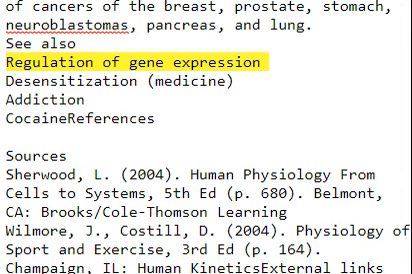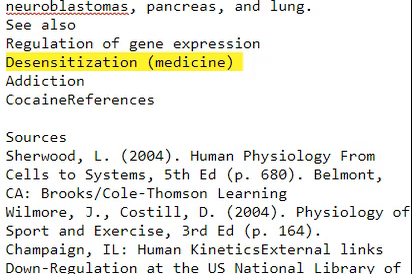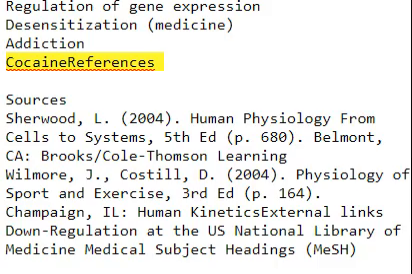See also: regulation of gene expression, desensitization, medicine, addiction, cocaine references.